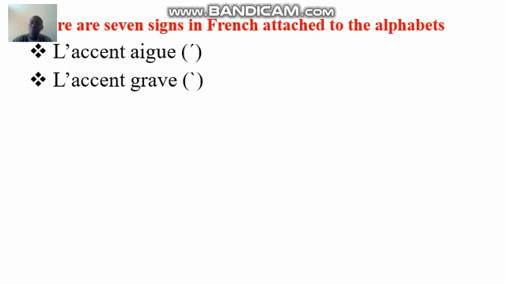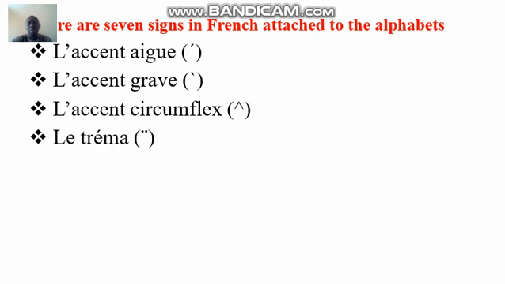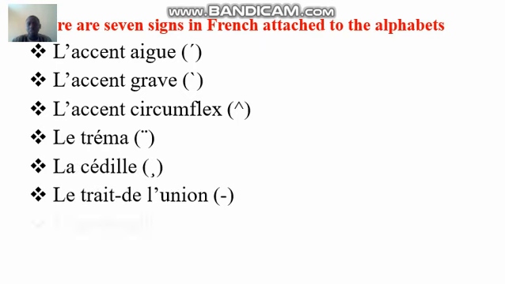And there are 7 of them in French. The first one is accent aigu, that you have it there. You have accent grave, you have accent circonflexe, you have tréma, you have cédille, you have trait d'union, and you have l'apostrophe. We'll look at all of them very soon now.